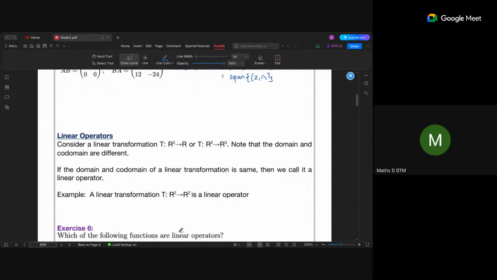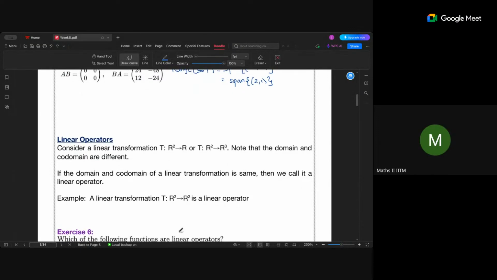Okay. So the next topic here is what are linear operators. Linear operators are nothing new. They are linear transformations only. So what are linear transformations? You know that linear transformations satisfy two properties: T of x plus y equal to T of x plus T of y, and T of alpha x equal to alpha times T of x.